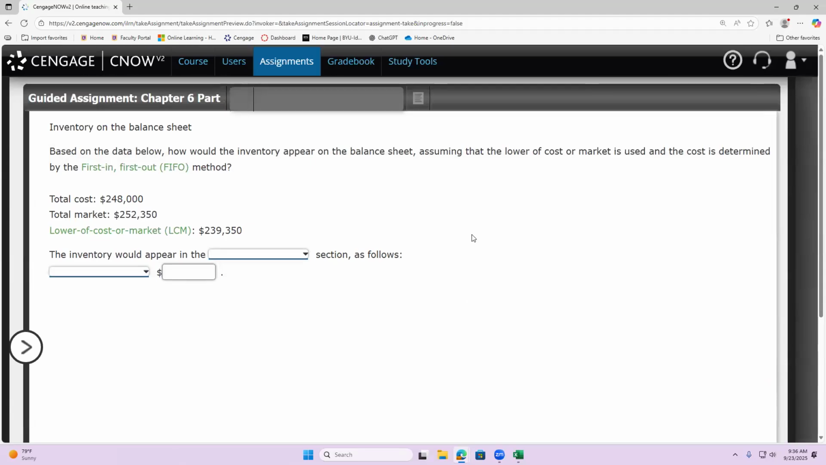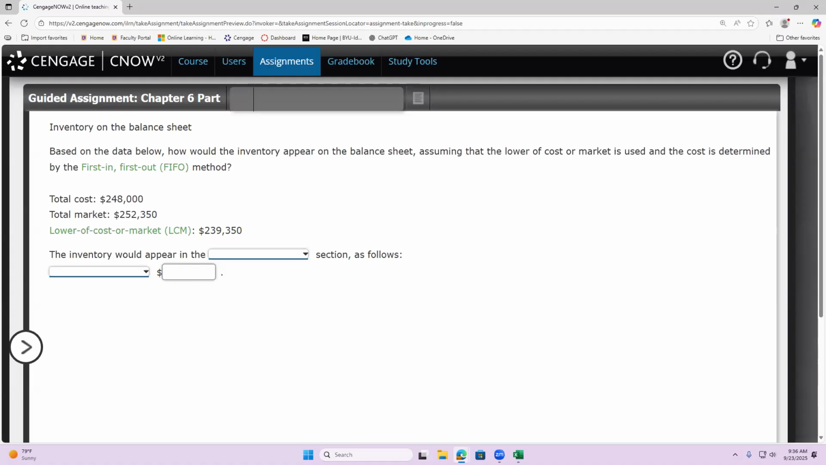All right. Based on the data below, how would the inventory appear on the balance sheet, assuming that the lower of cost or market is used and the cost is determined by the first in, first out method? So our total cost is 248,000. The total market value of the asset is 252,350. And then the lower of cost or market is 239,350. Remember, that means the market value minus any direct costs of disposal, right?